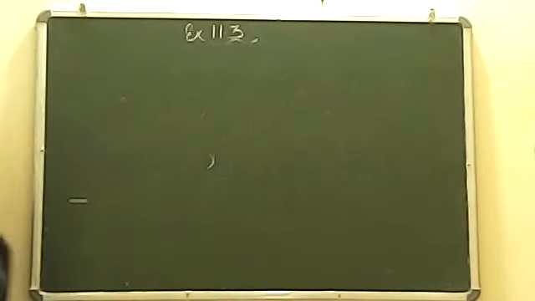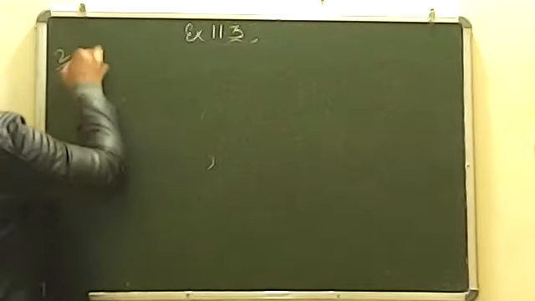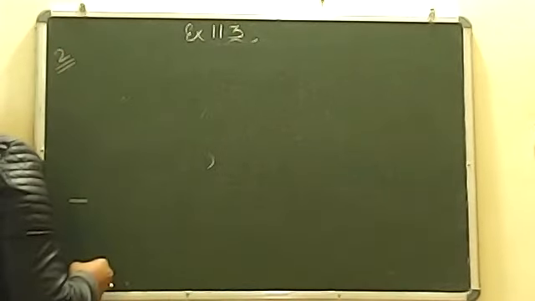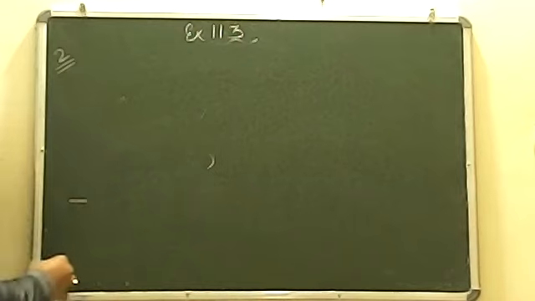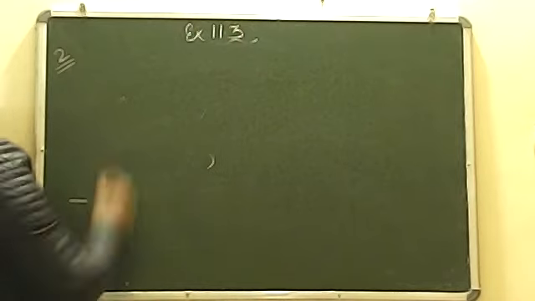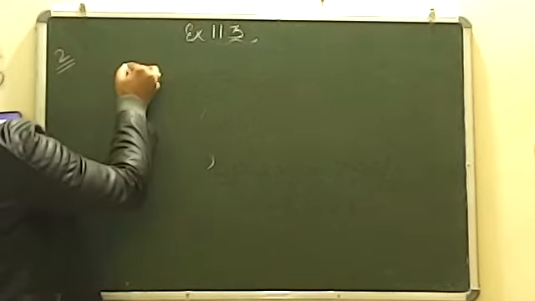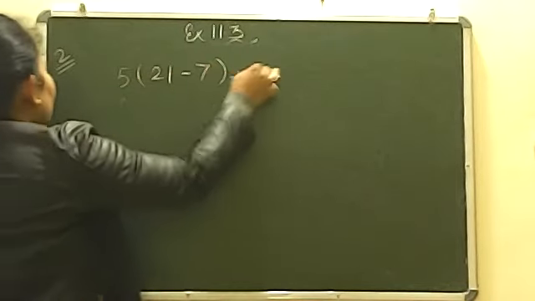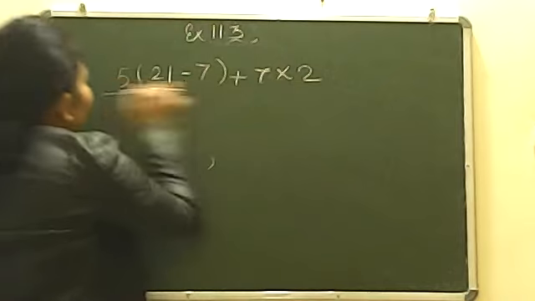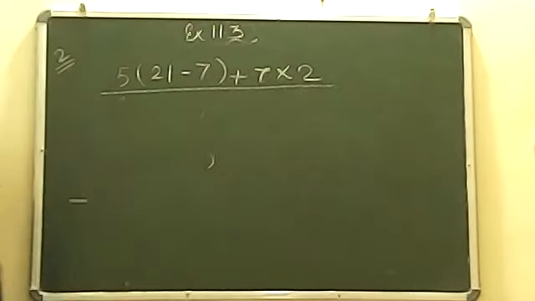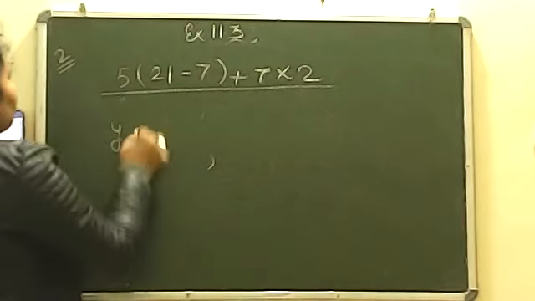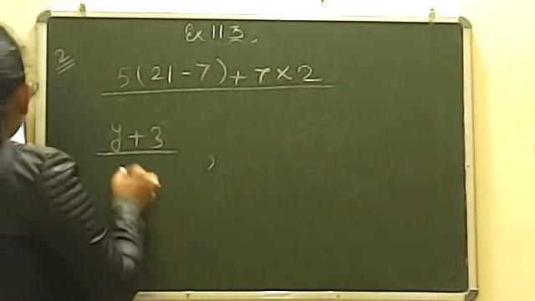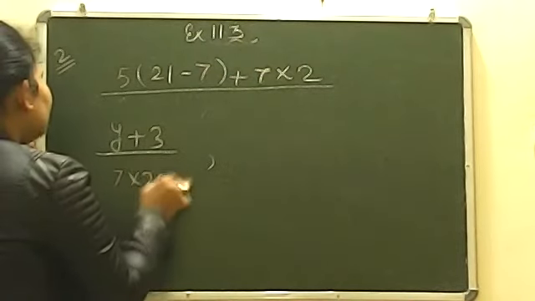Okay, just a minute, Pritisha. Just a second. Question number 2, we have to say which of the following are expressions with numbers only. So here we have 5, 21 minus 7 plus 7 into 2. This expression is written with numbers only. But what about this? What about this as well?